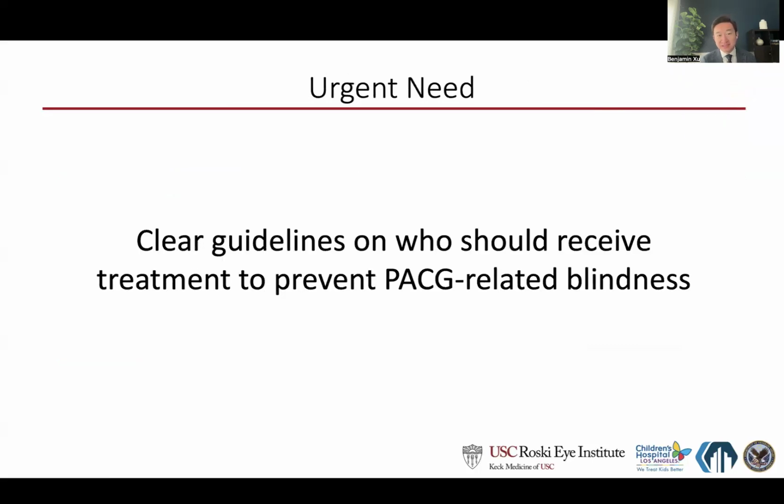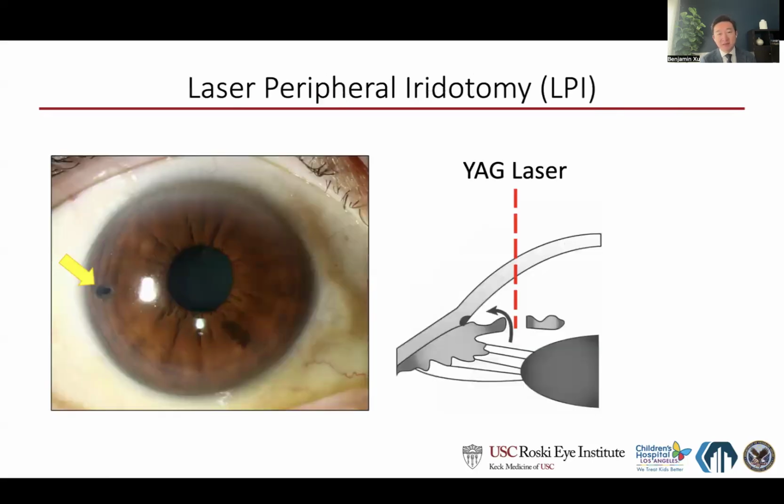Therefore, there is an urgent need in the field of angle closure, which is the need for clear guidelines on who should receive treatment to prevent PACG-related blindness. Laser peripheral iridotomy, or LPI, is the most common form of treatment for angle closure.